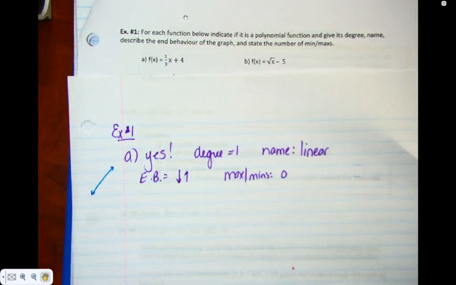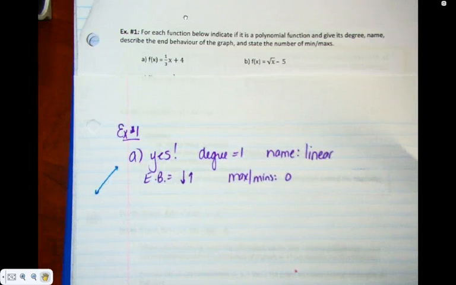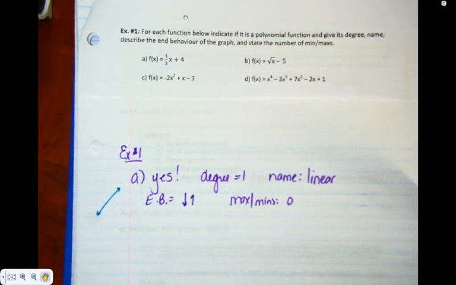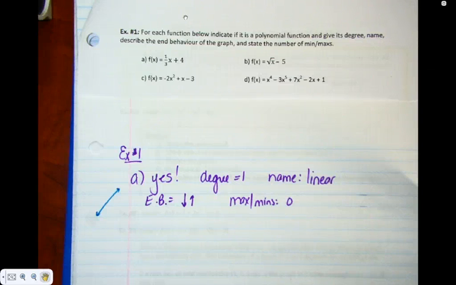Oh, I see some people changing. So that's a no. It's not a polynomial. Done. Doesn't have a degree, doesn't have a name, doesn't have anything. It's a no. C, is it polynomial? Yes. What's its degree? 2. What's its name? I'll accept 2 answers. Or, yes, parabola. The end behavior? Down, down, because it's a negative parabola. And then what's the number of max/mins? 1, degree minus 1.